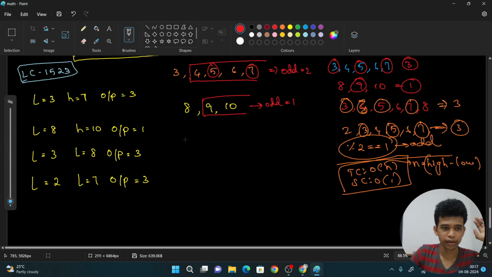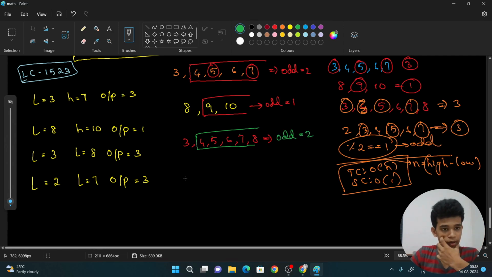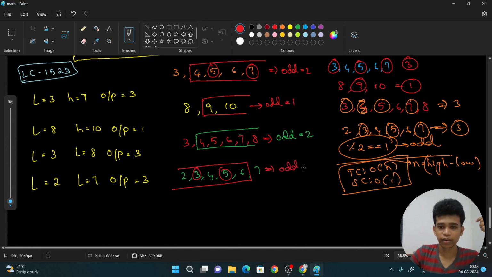Okay. Now let me take 3, 4, 5, 6, 7, 8. If I take the range something like this, how many odd numbers are present? I can say 1 and 2. So 2 odd numbers are present, right? Now take the last example: 2, 3, 4, 5, 6, 7. Just ignore the odd number in our range. So the remaining will be this. And what are the odd numbers here? 3 and 5. So I can say the odd count here also is 2.